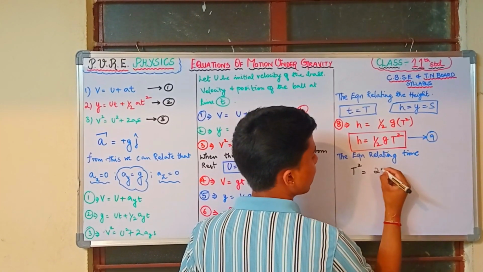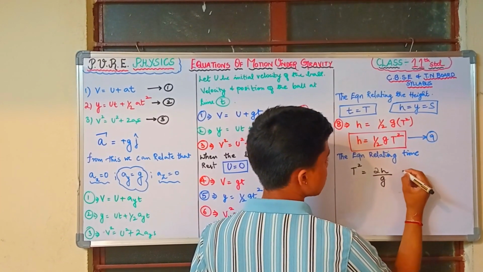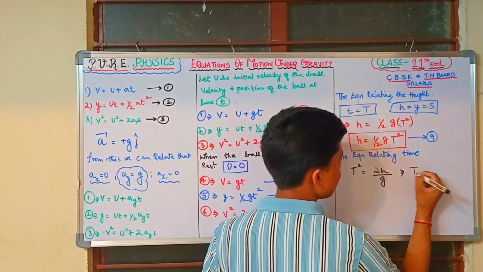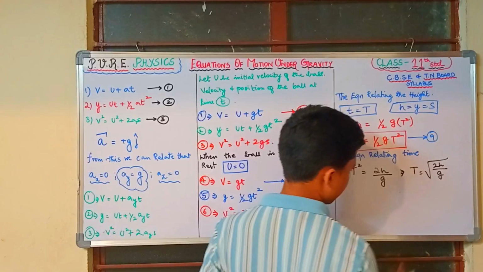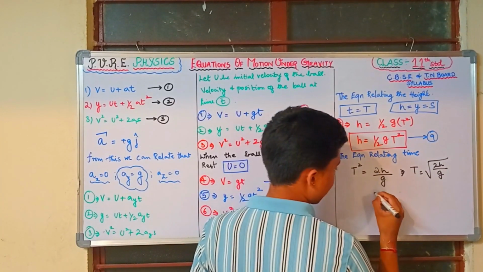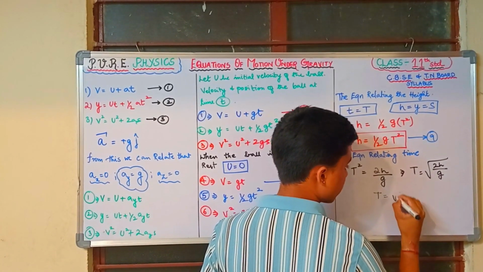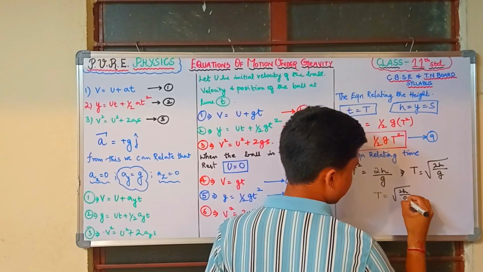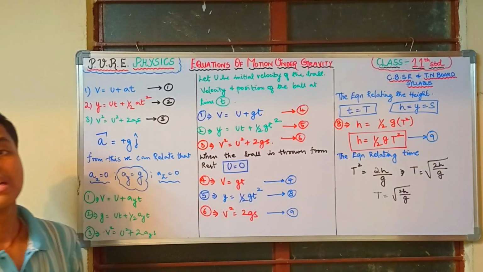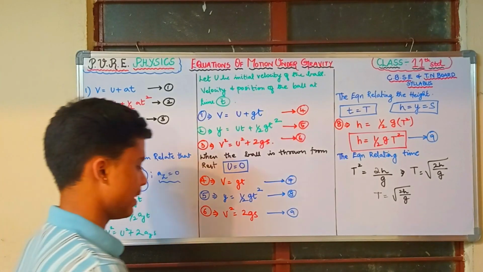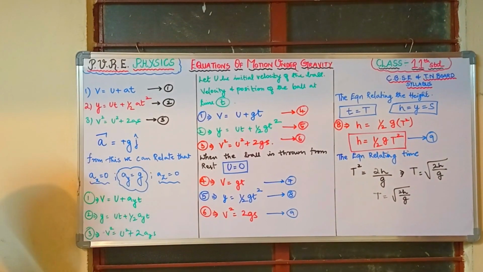Therefore, I'll get 2h by g. Now when I take square root, I'll be left with t is equal to root over 2h by g. So this is my condition for time. T is equal to root over 2h by g. Now I need to find the equation relating the speed of the ball traveling in a particular time. So I'll erase this side.